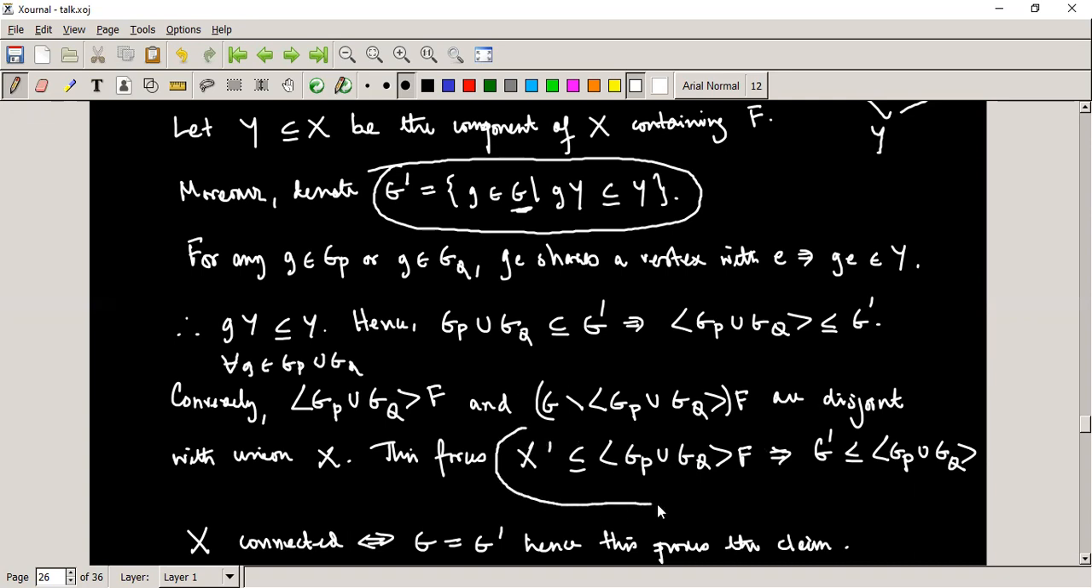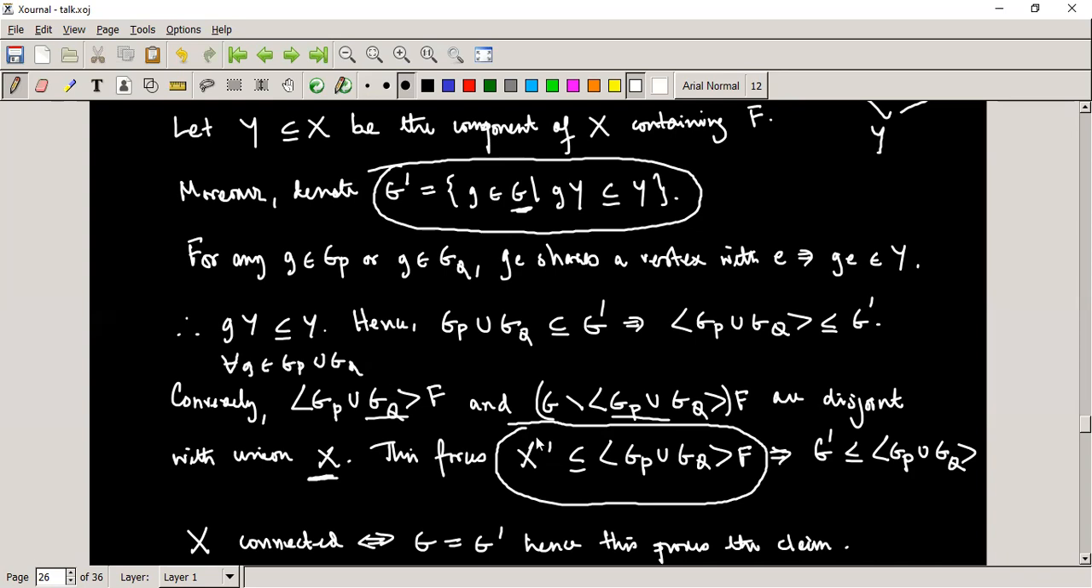Right, so therefore this forces that one of them, X prime, has to contain this part, right? Because the orbit of F under the group generated by G_P union G_Q contains the edge F and contains everything connected to F as well, because these two form a partition of X, right?